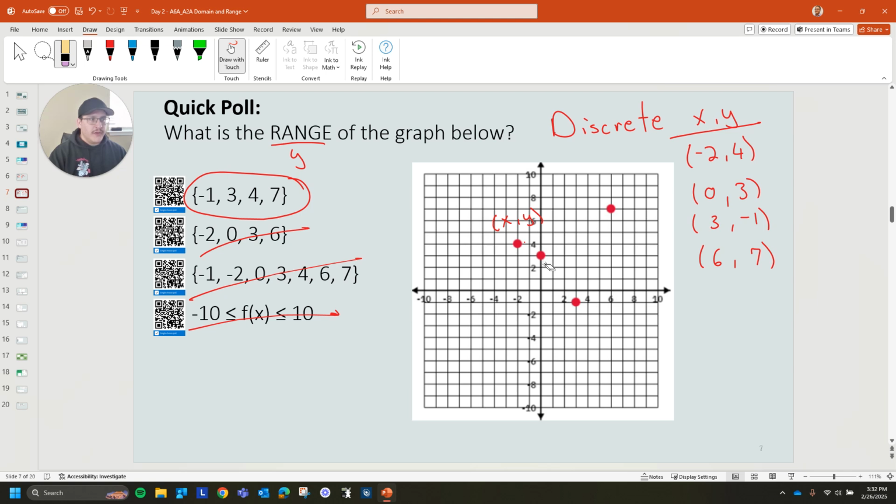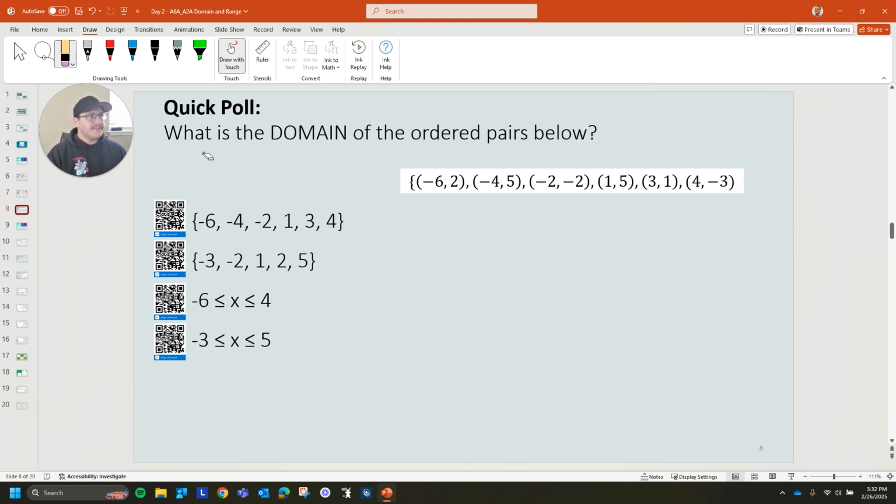And for this problem we just did, if I were to ask you for the domain of the graph below, I would ask you for negative 2, 0, 3, 6. And so the second one would be my answer. So I just kind of wanted to give you all the domain view of those problems just to talk about it. But anyway, let's continue on to the next part.